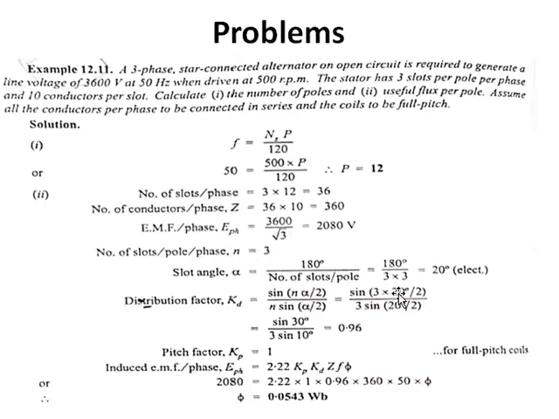So sine of 3 into 20 degree divided by 2, divided by 3 into sine of 20 degree divided by 2. If we calculate this, we get Kd is equal to 0.96. Now you can substitute all those values in this equation, E phase is equal to 2.22 Kp Kd Z f phi. All the values are available except the unknown phi. If you substitute all the values and calculate for the unknown phi, you get the flux per pole as 0.0543 Weber.